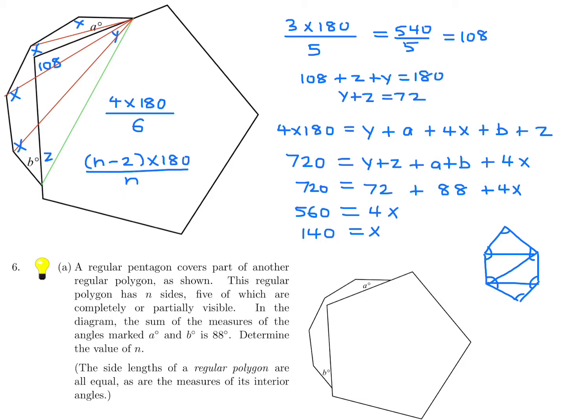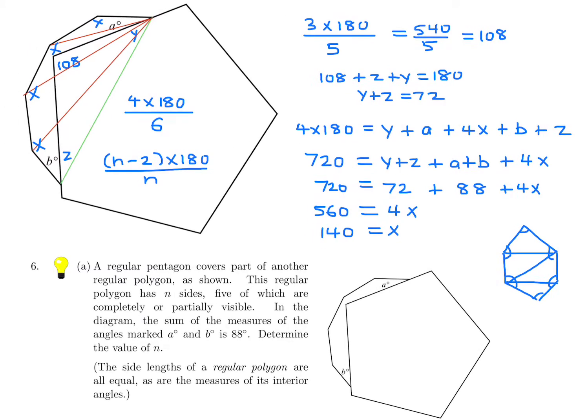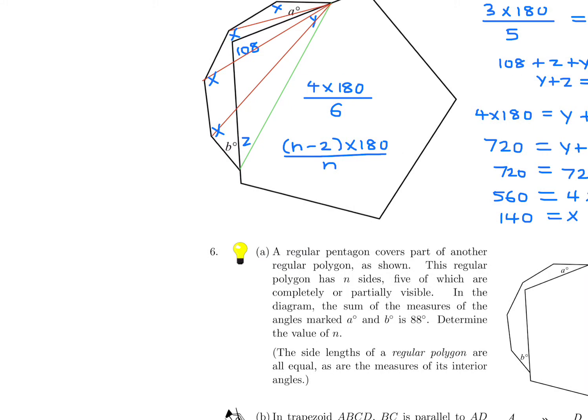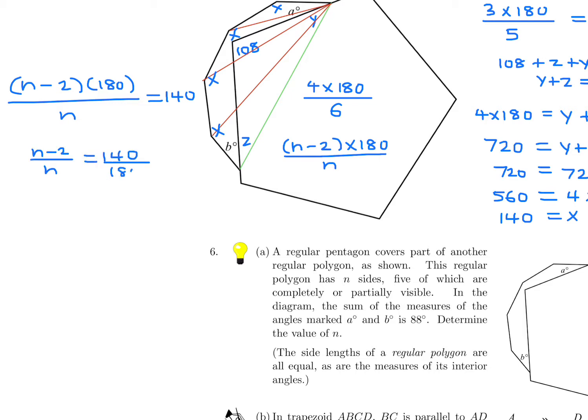Well, why is this useful? Well, because we know the answer to that. We know it equals 140. So all we have to do now is make that equal to 140, and we are set. So (n minus 2) times 180 over n is equal to 140. So that means (n minus 2) over n is equal to 140 over 180, and that is 7 over 9.